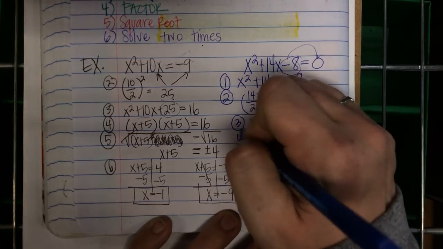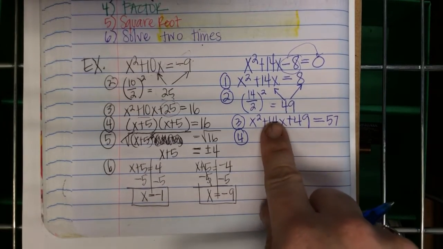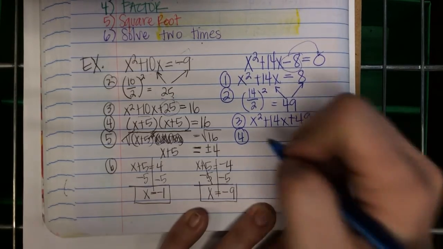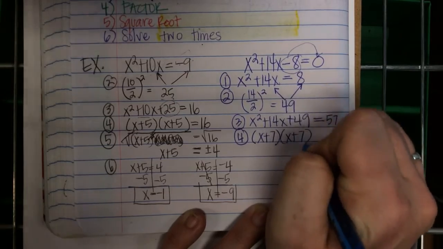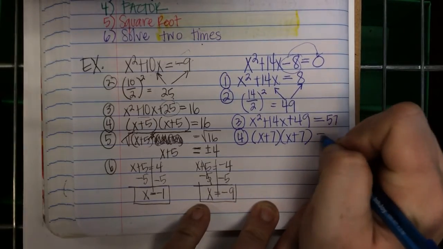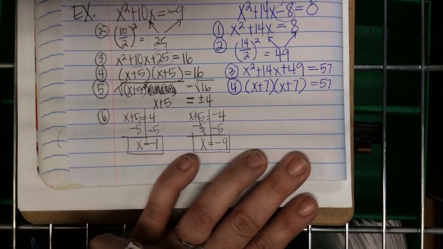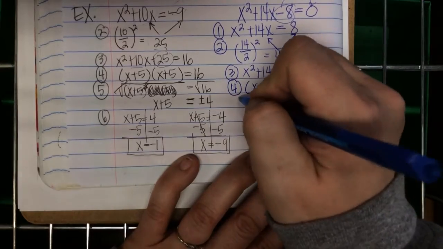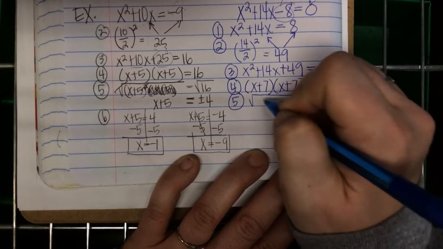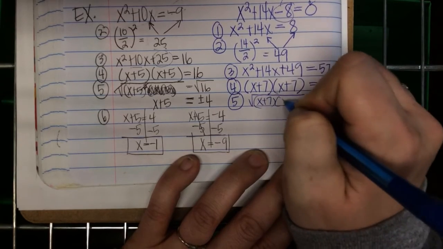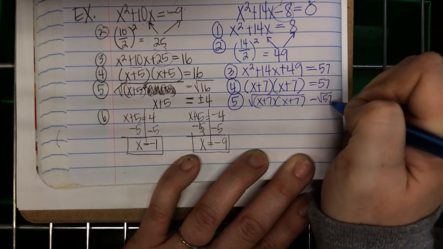Step 4, factor. Factors of 49 that have a sum of 14. (x + 7)(x + 7) equals 57. Step 5 is to square root both sides. (x + 7)(x + 7), I want the square root of that, and I want the square root of 57.